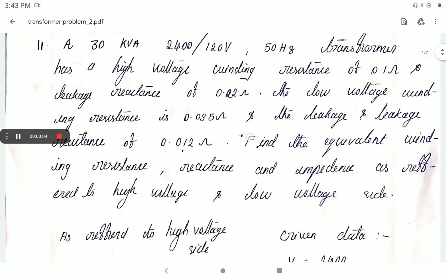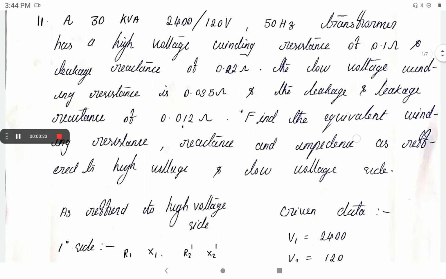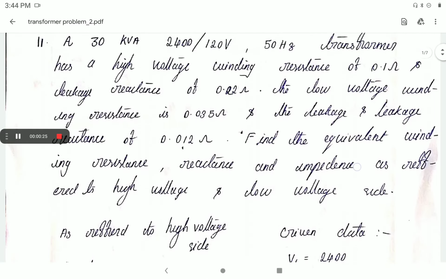Okay, I would like to explain 3 more problems. So I will just read the question. The question: a 30 kVA, 2400 V/120 V, 50 hertz transformer has a high voltage winding resistance of 0.1 ohm. So it's a 30 kVA transformer. Rated power is given.